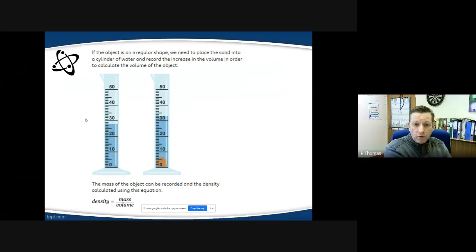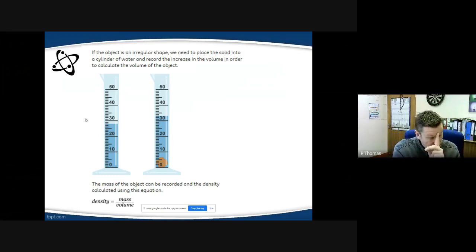But if you have an irregular shape, and you might do this in a practical in class one day when we're back, all you do to work out the volume is you get a cylinder and chuck some water in it and make sure you accurately measure the amount of water in it. Throw the object in the cylinder, and of course, due to the effect of displacement, the water level will rise. Take the difference between those two measurements of water, and that will give you the volume of the irregular object that we're trying to calculate. Then you can chuck those numbers into the density formula, mass divided by volume, to get its density.